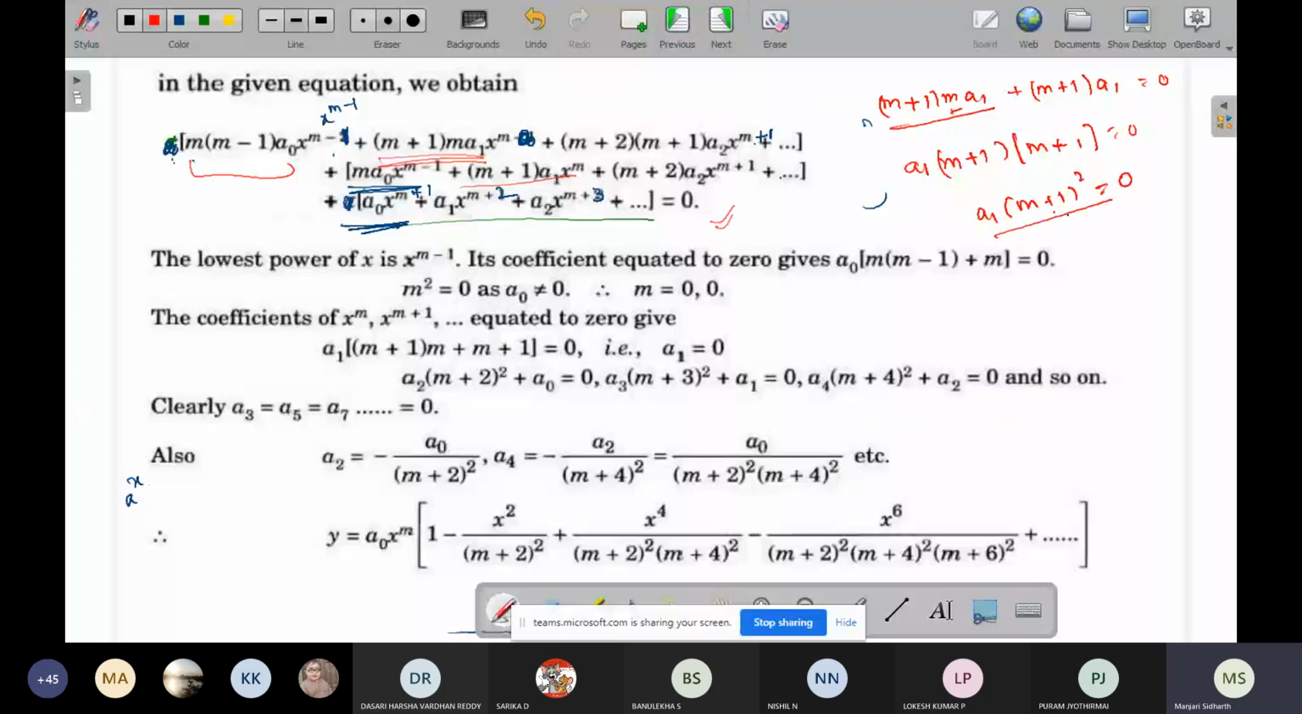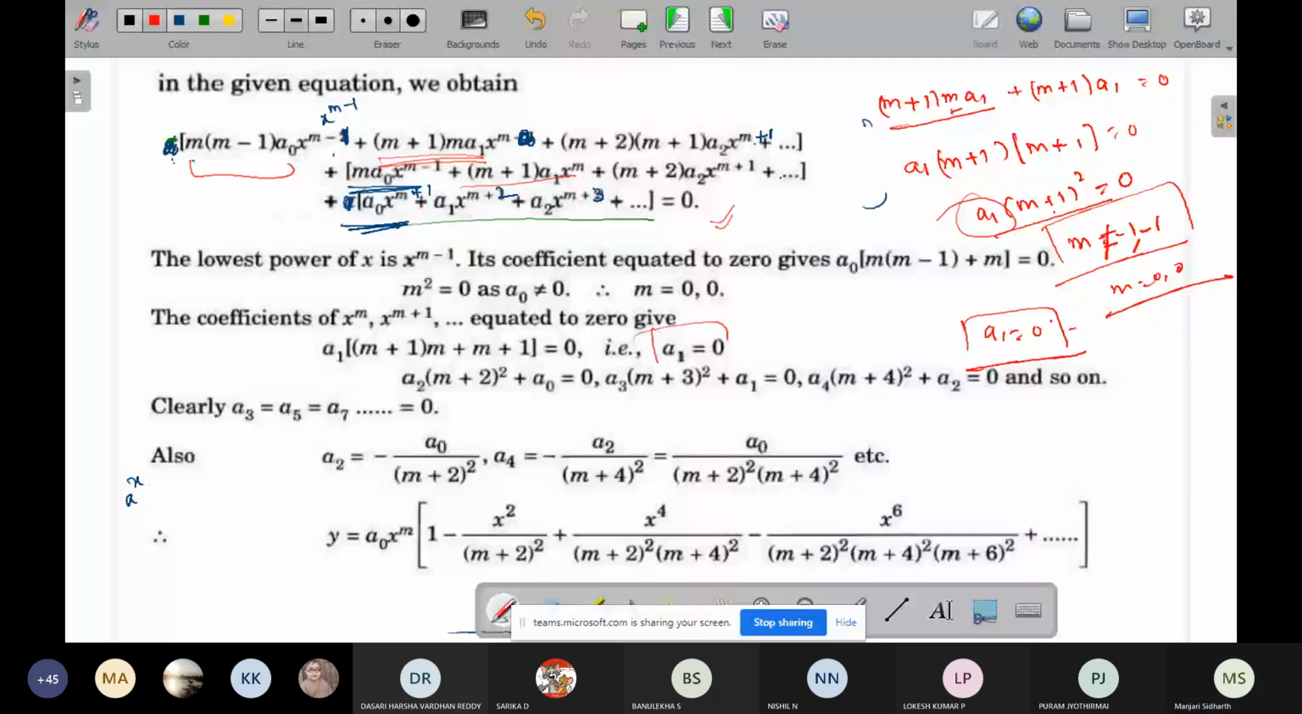Now if I take this factor as 0, you will get minus 1 and minus 1. But this is not true, right? Because the m value is 0 and 0. I cannot take this, as m value cannot be minus 1 and minus 1, because already we have found m value as 0, 0. That means a1 has to be 0. So the first coefficient I will get is a1 as 0 here.